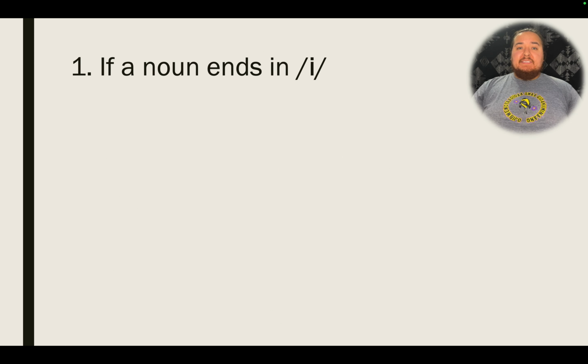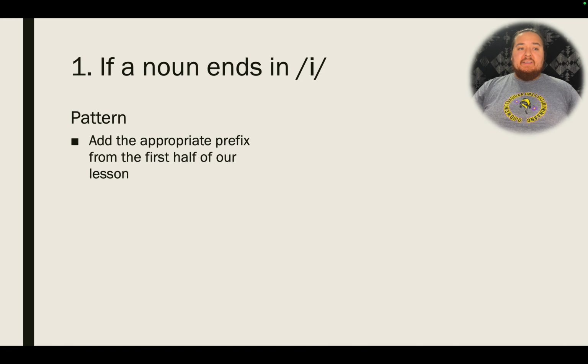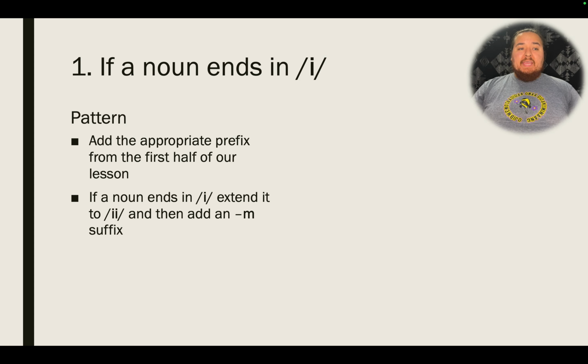So if a noun ends in a short I sound, our pattern here is to add the appropriate prefix from the first half of our lesson. And then if a noun ends in a short I sound, you're going to extend it to a double I and then add the M suffix. For examples, we're going to use ki for land or earth and nene for man.